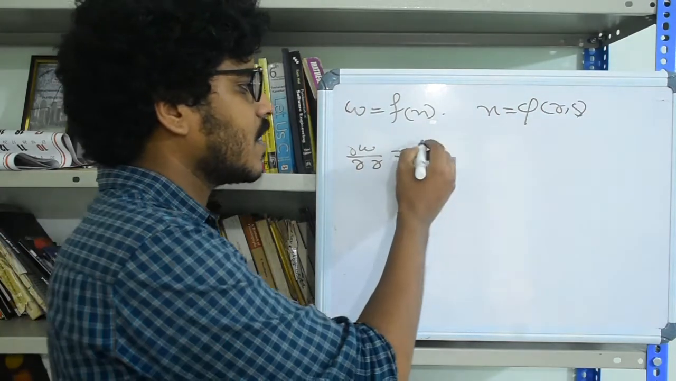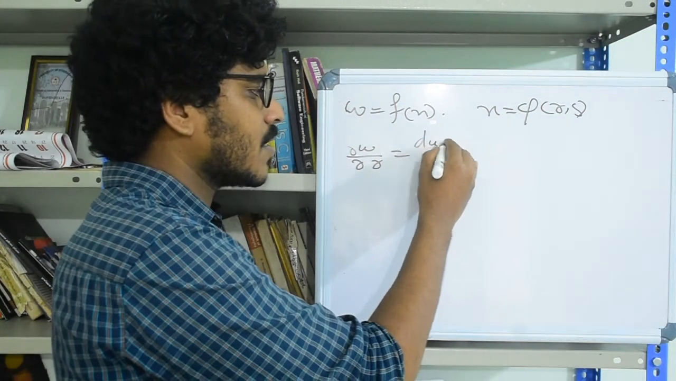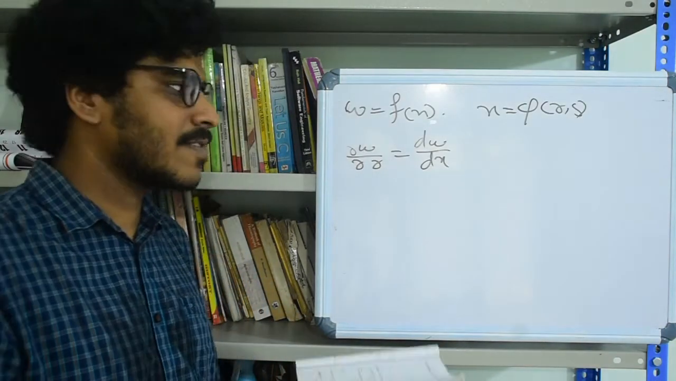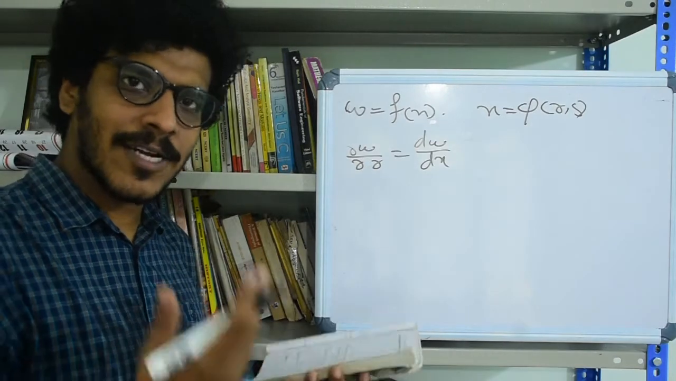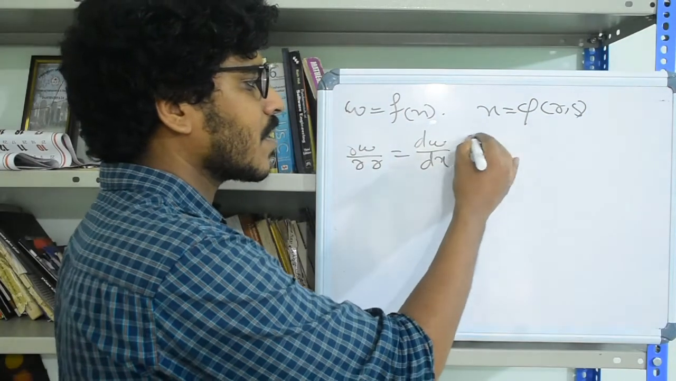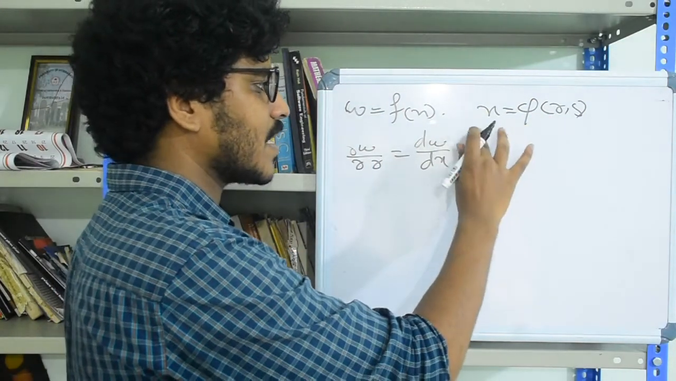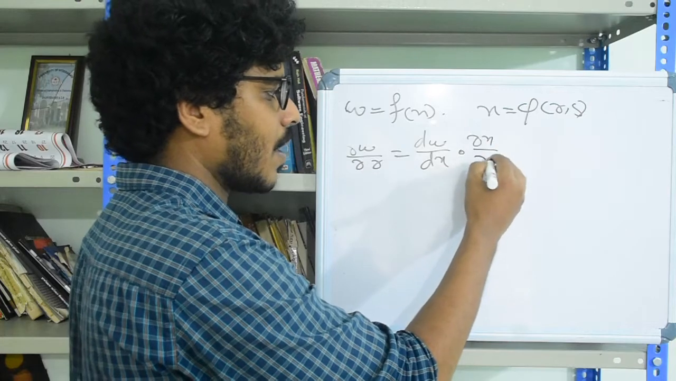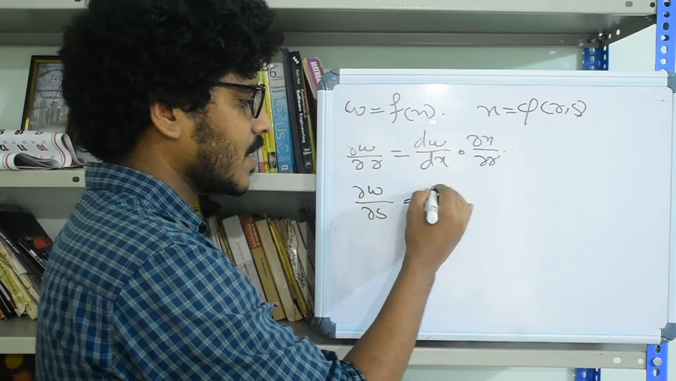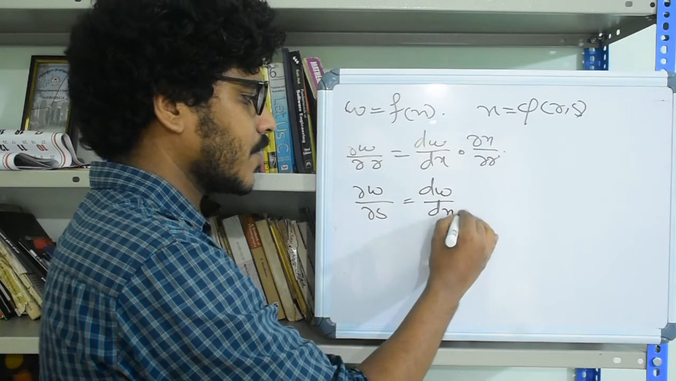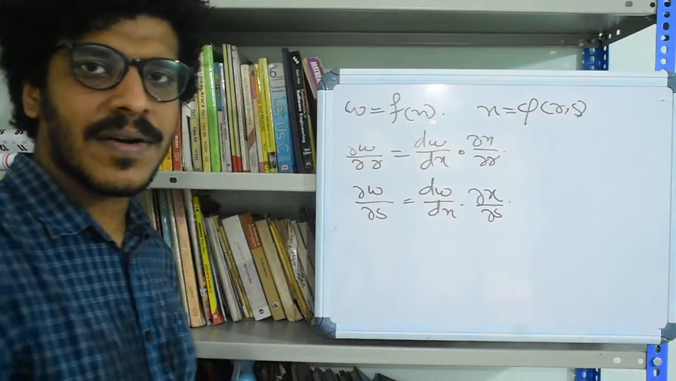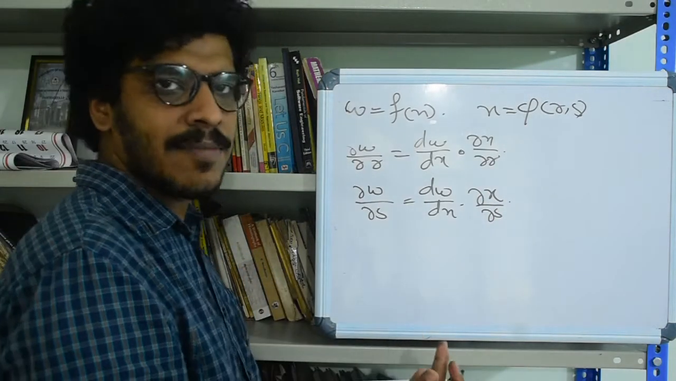Since we use, for that reason, we may use the ordinary derivative here, dw by dx. In fact, the partial derivative of w with respect to x and the ordinary derivative coincide here. So dw by dx into dou x by dou r, and dou w by dou s is nothing but dw by dx into dou x by dou s. Right. Then immediately, how does the tree diagram look like?